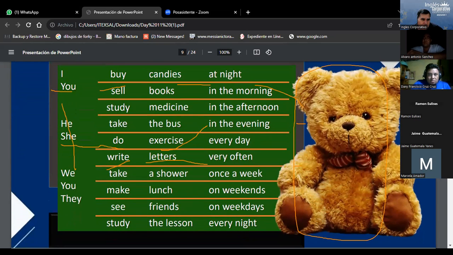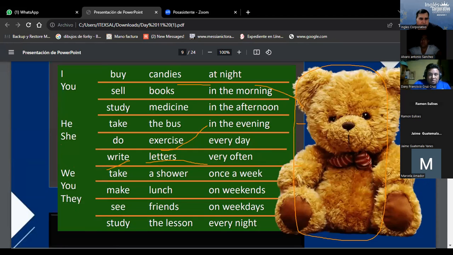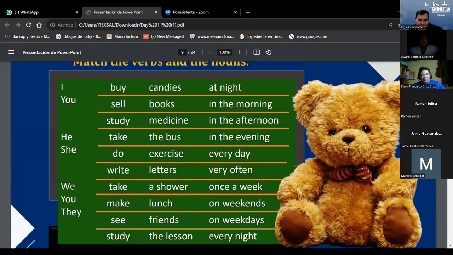I clean. Let me clean. Okay, same thing. Same thing. We have all of this, and it can be used with all of it.